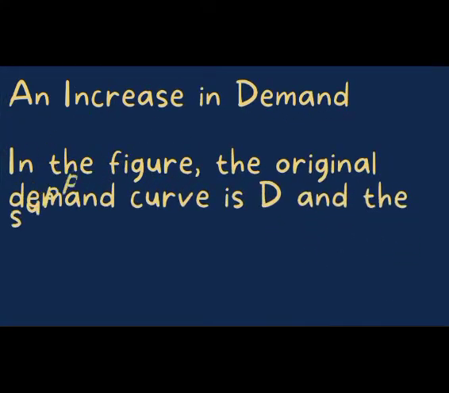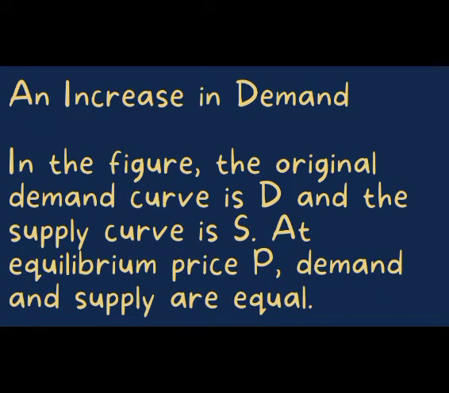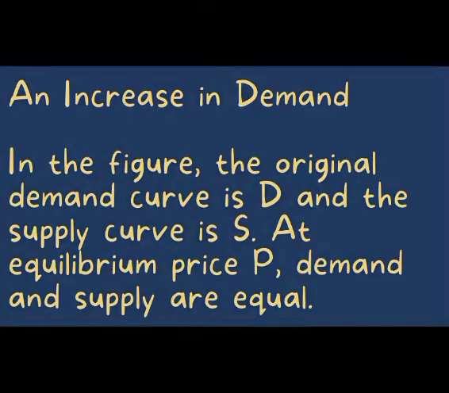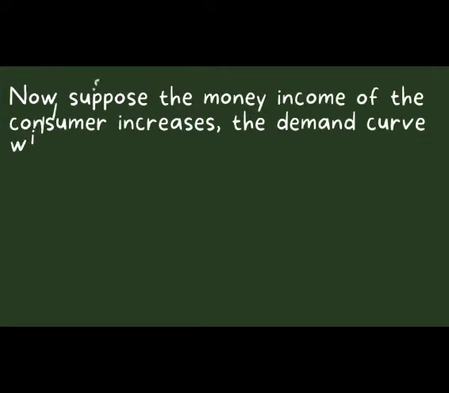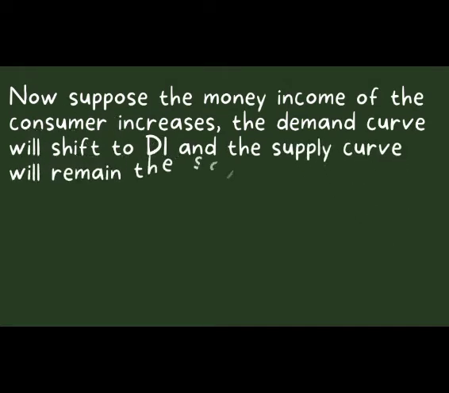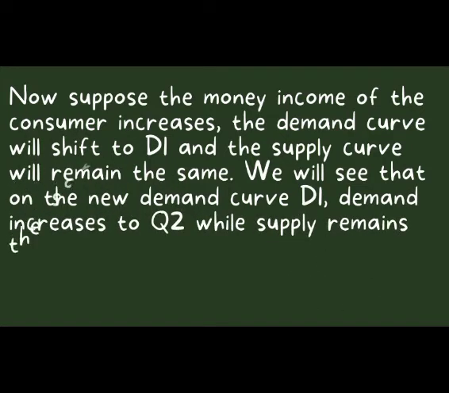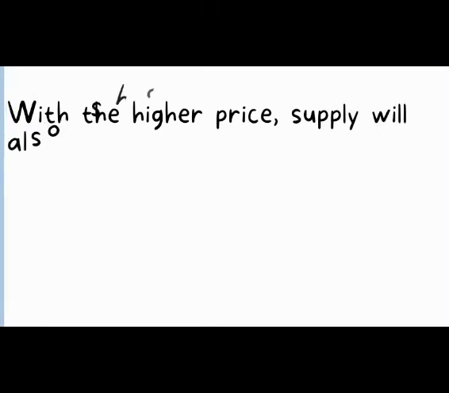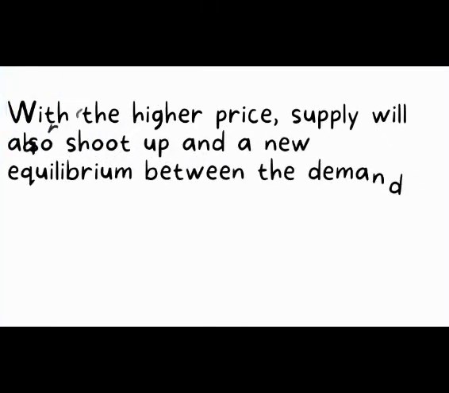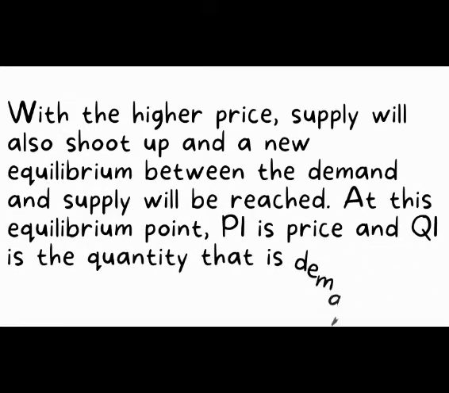An increase in demand. In the figure, the original demand curve is D and the supply curve is S. Now at equilibrium price P, demand and supply are equal. Now suppose the money income of the consumer increases, the demand curve will shift to D1 and the supply curve will remain the same. We will see that on the new demand curve D1, demand increases to Q2 while supply remains the same. With the higher price, supply will also shoot up and a new equilibrium between the demand and supply will be reached.